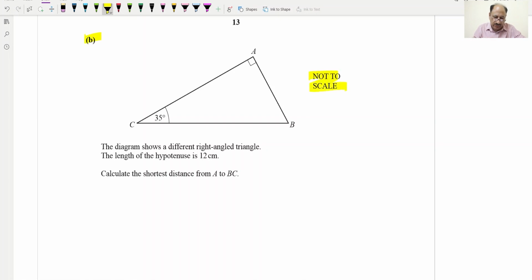Now part B. The diagram is not to scale. The diagram shows a different right-angled triangle. The length of the hypotenuse is 12. They have not mentioned it, but you need to know that opposite to the 90 degree angle is always the hypotenuse, and they have provided it as 12 centimeters. So I'll write here 12 centimeter, and they're saying calculate the shortest distance from A to BC.